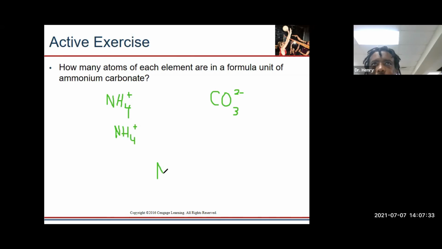Okay, so my chemical formula would be NH4, and what would I put down here? A 2, okay. And then CO3. So how many nitrogens do I have? 2. How many hydrogens? 8. How many carbons? 1. How many oxygens? 3.